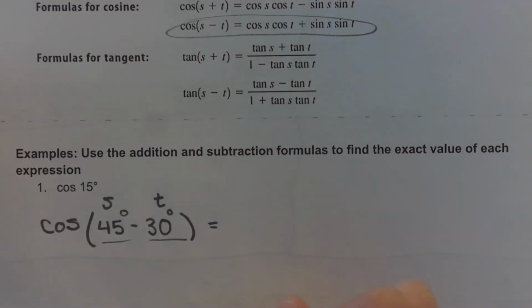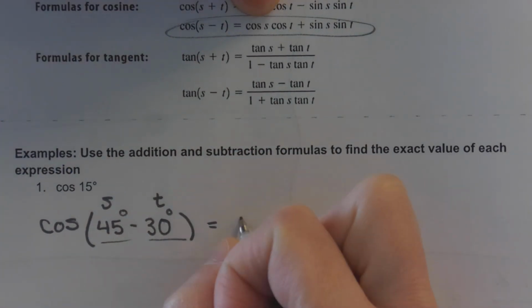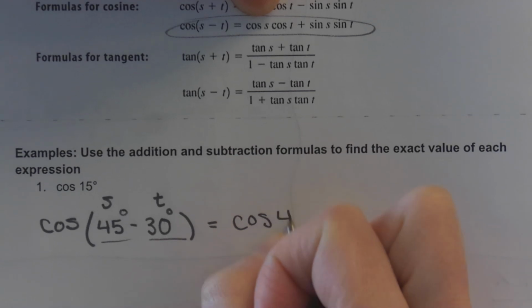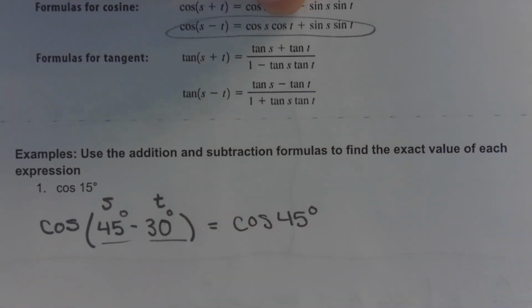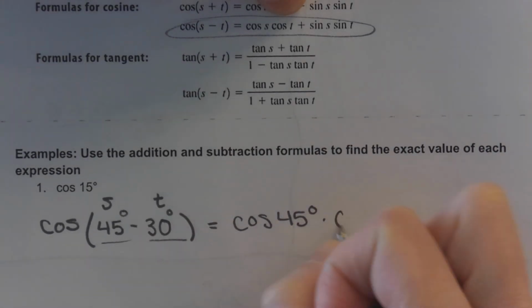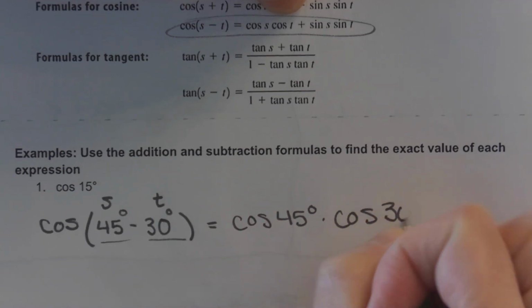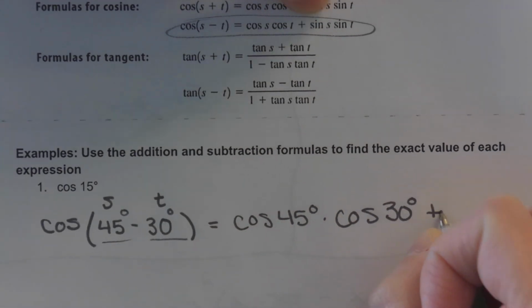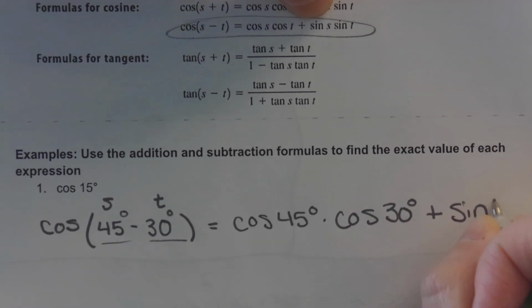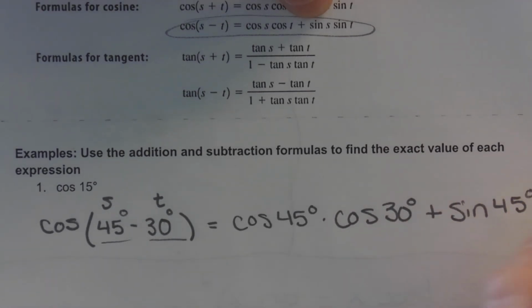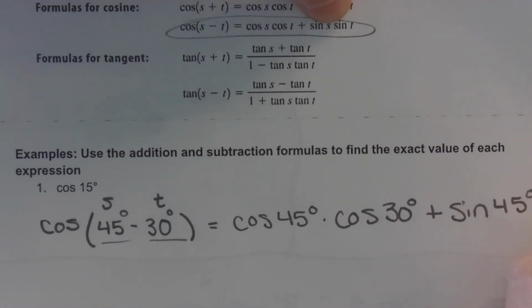Okay, let's plug stuff in. It is equal to the cosine of s, so the cosine of 45 degrees, times the cosine of t, so the cosine of 30 degrees, plus the sine of s times the sine of t.